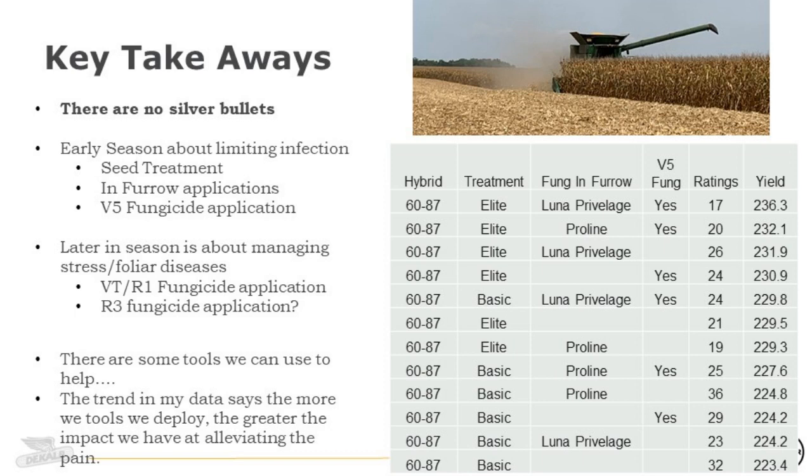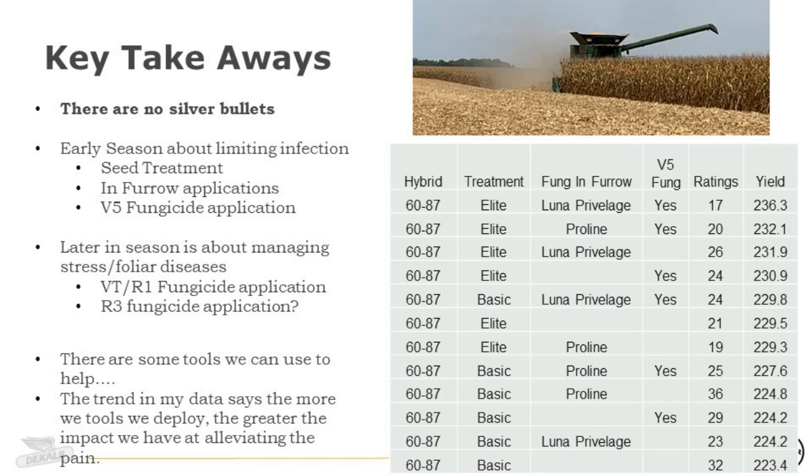But not all of those tools have a positive return on investment. The fungicide applications at both V5 and VT both drive nice yield gains and positive return on investments. The elite seed treatment package over the basic seed treatment package drives a nice yield advantage and a nice positive return on investment. When I look at the in-furrow applications, some of them have driven nice yield benefits with positive return on investments, but some of them have not.